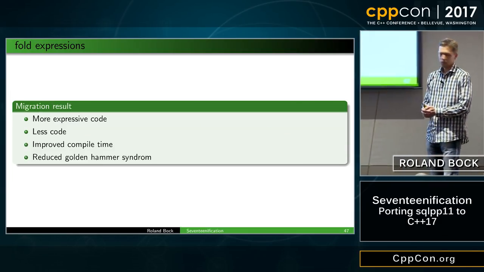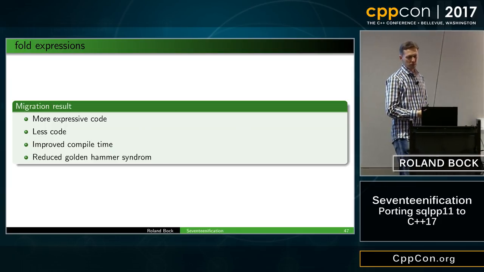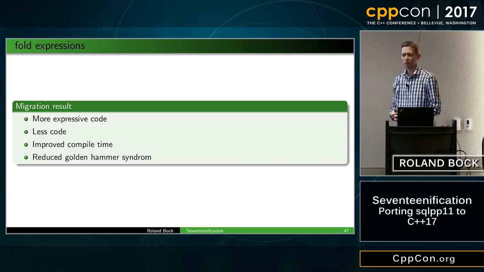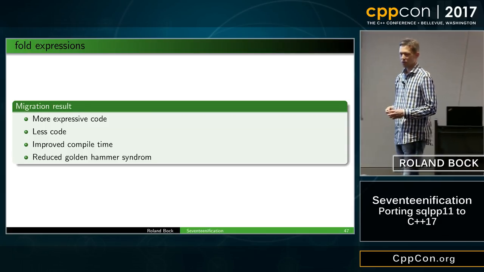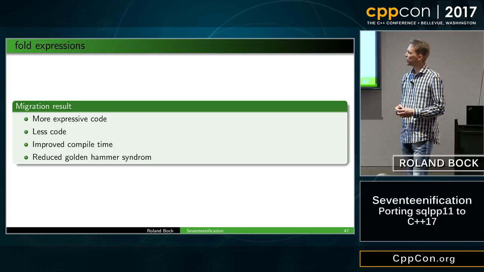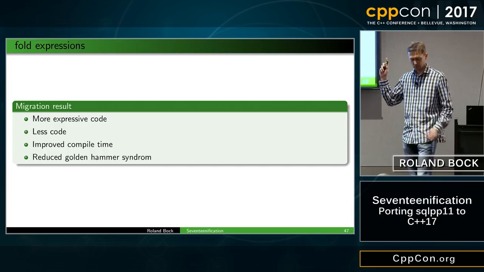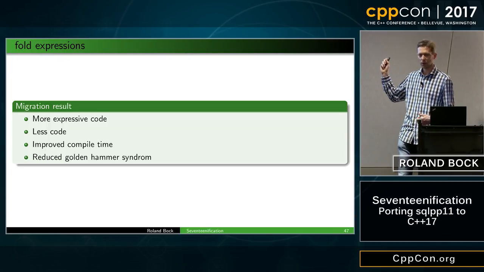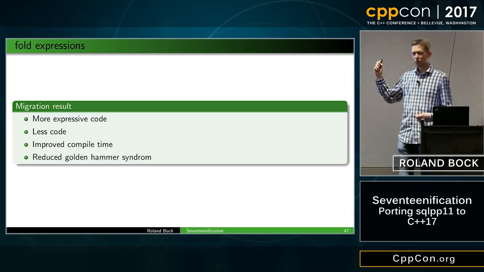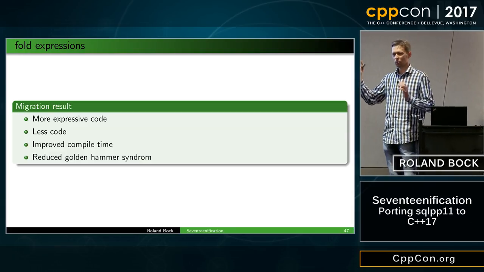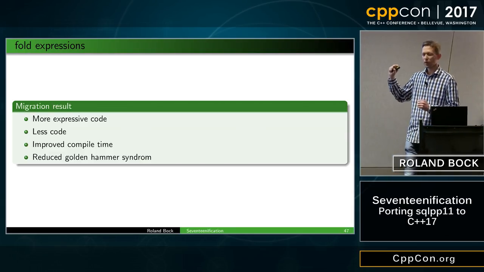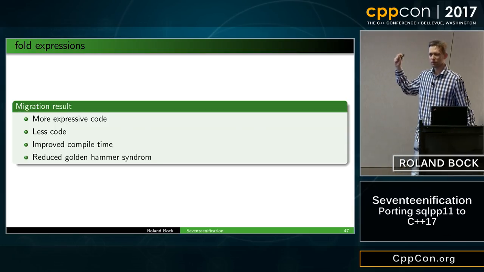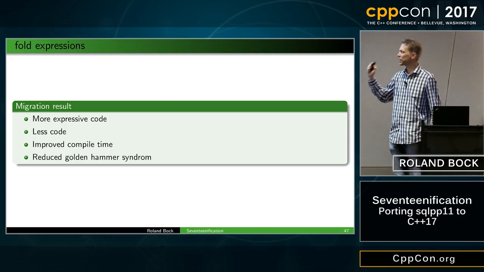Good. So fold expressions lead to more expressive code, lead to less code, lead to improved compile times. I haven't done extensive tests with this, but for instance, I used this create typeset function with what I have in C++11 and what I now have in the 17 version with just 1,000 ints. And well, it's the simplest test that I could have come up with in a short time. The speed improvement is factor 4. So that is not just a few percent.